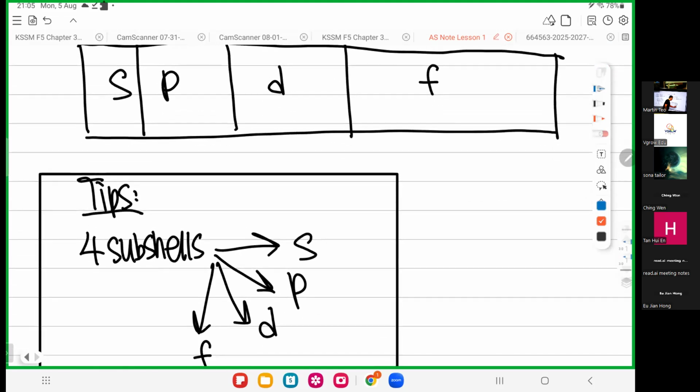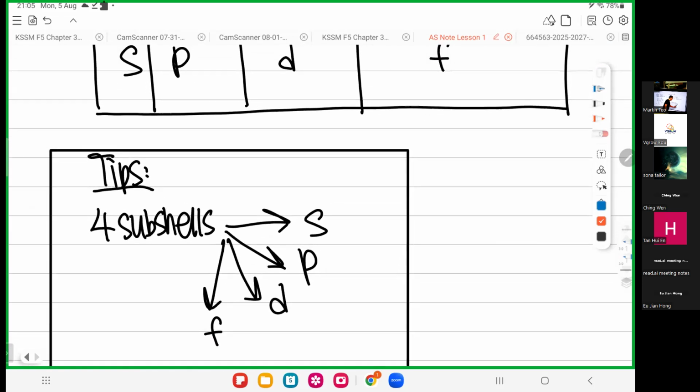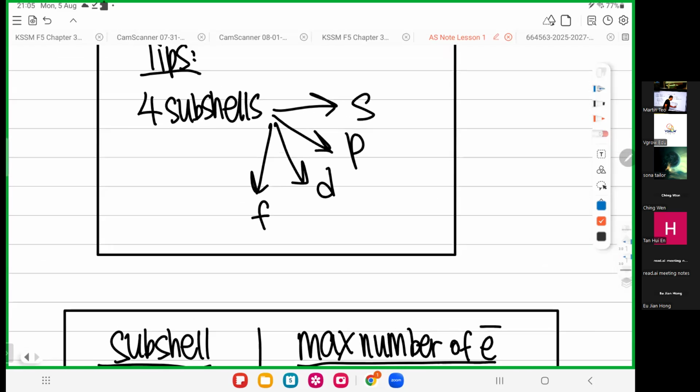So SPDF, subshell means sections. How many sections can we cut in every floor? SPDF. Same thing: every subshell has a different number of electrons it can hold. There is no formula to calculate this one; you cannot use a formula. This one needs to be memorized, but there is a smart way to memorize.